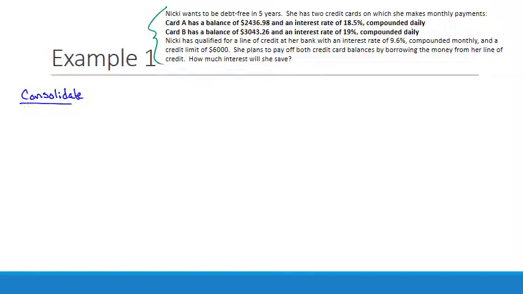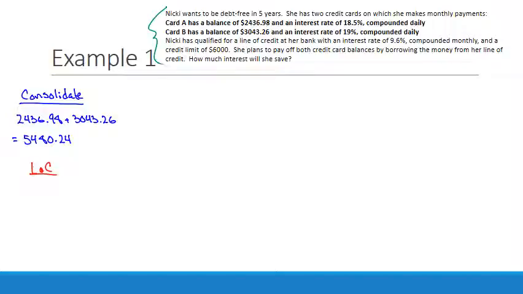So when we consolidate, we need to actually figure out, first of all, how much does she need to pay off? So that's going to be the $2,436.98 plus the $3,043.26, and that ends up being $5,480.24. Okay, so that's what she's going to put on this line of credit. Once she does that, she'll have her credit cards paid off, and then she'll be happy to be done with that debt. So our line of credit, I'll place it down here.